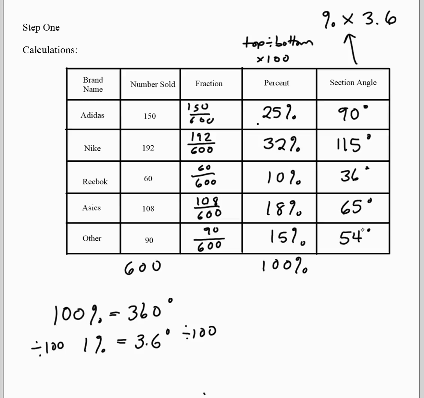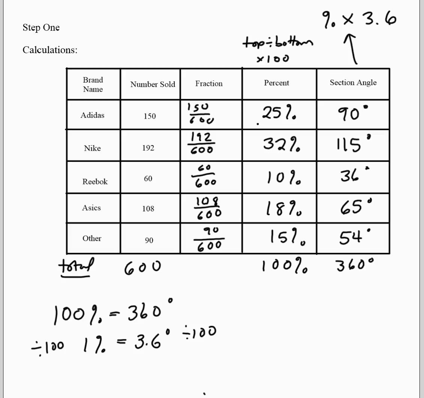So again, ideally your angles should add up to a total of 360 degrees, but because of your rounding, you might be a little bit lower, a little bit higher, depending on if you round a couple of them up or a couple of them down. So now that we have that information, what we do next is we can actually make our circle graph.